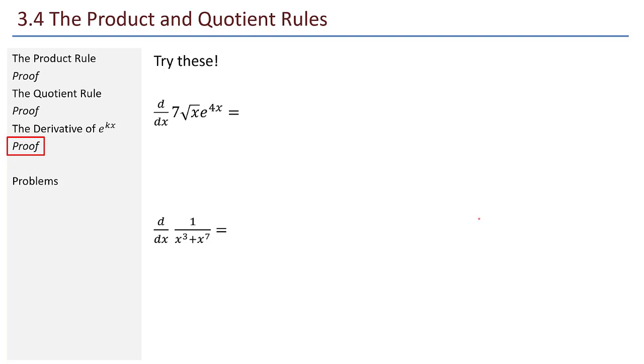All right, so the answer to the first problem is that guy right there, 7 times 1 over 2 root x times e to the 4x plus 7 square root of x times 4 e to the 4x. Notice what I did. Even though it's 3 factors, the original problem is a 7 and a square root of x and an e to the 4x. It's just as easy to think of it as 2 factors, because that constant multiple of 7 doesn't make things very difficult. So that's how I figured out this problem.